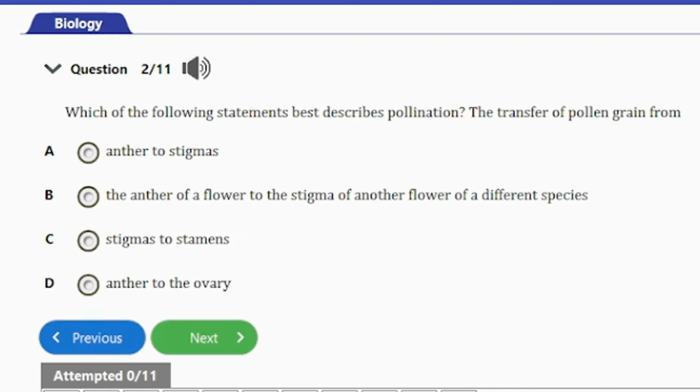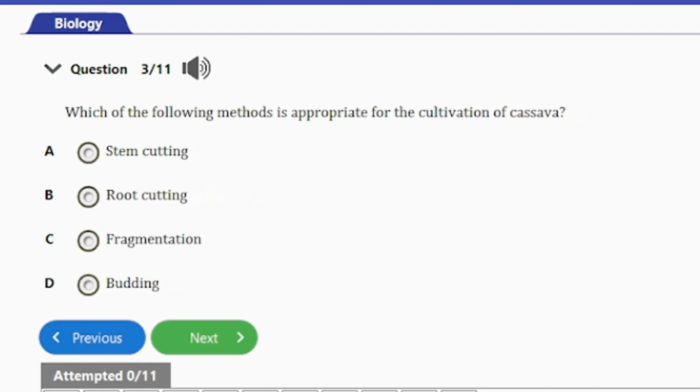Question number 2. It says, which of the following statements best describes pollination? The transfer of pollen grain from A. anther to stigma, B. anther of a flower to the stigma of another flower in a different species, C. stigmas to stamens, D. anther to the ovary. So guys, the answer to this question is option A, and that's anther to the stigma. So let's consider the next question.